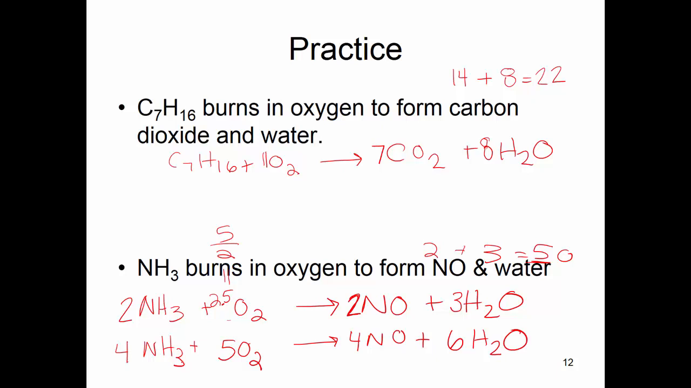Always check. We've got 12 hydrogens, 12 hydrogens. We've got 10 oxygens, and now I have 6, 7, 8, 9, and 10. So now I have 10 oxygens as well. Okay, so the idea behind this is just if you need an odd number, you're going to have to make it become an even number. So the way to do that is to double it. All right, I hope this helps, and I will see you soon.